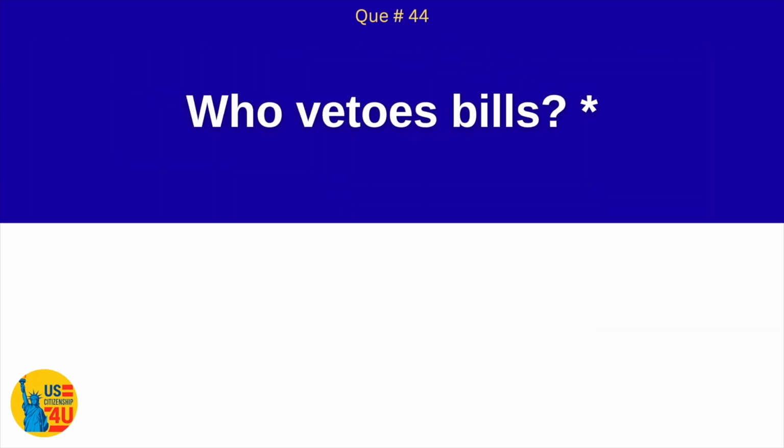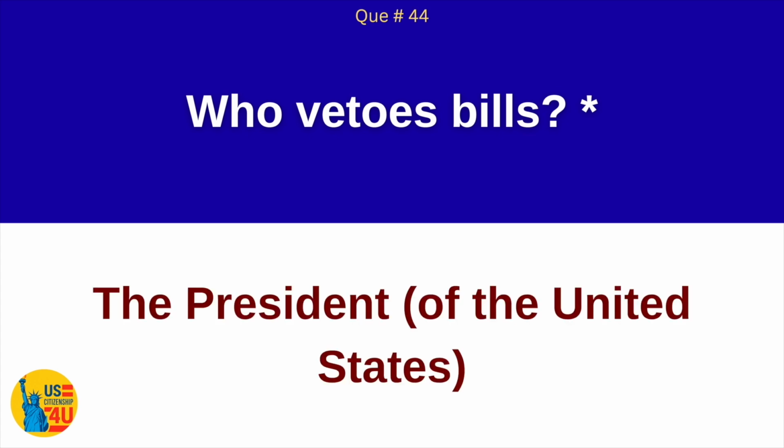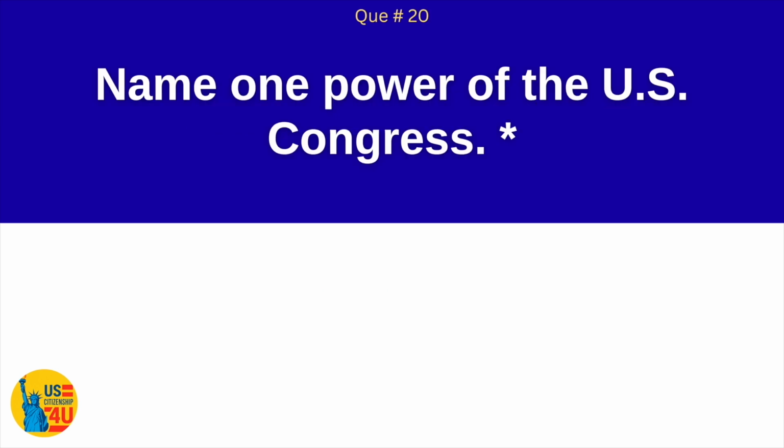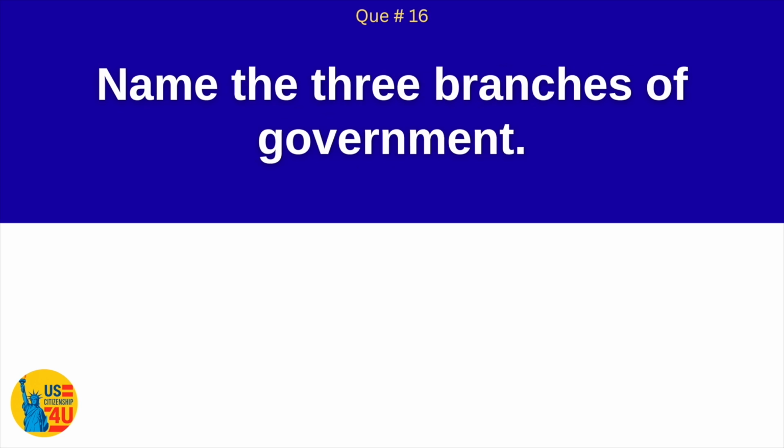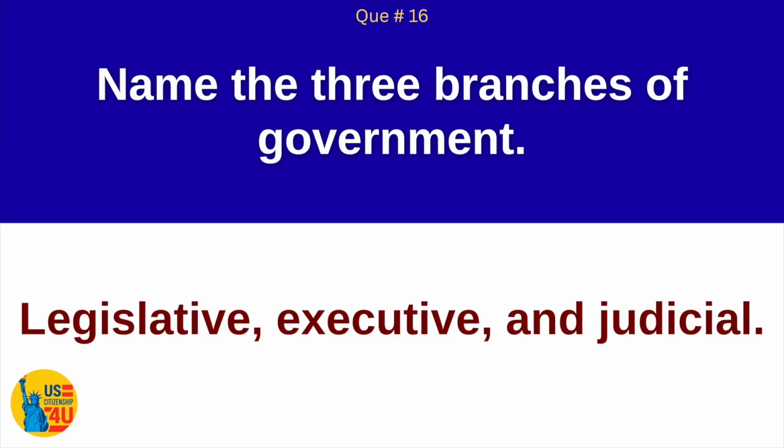Who vetoes bills? The President of the United States. Name one power of the U.S. Congress. Writes laws. Name the 3 branches of government. Legislative, executive, and judicial.